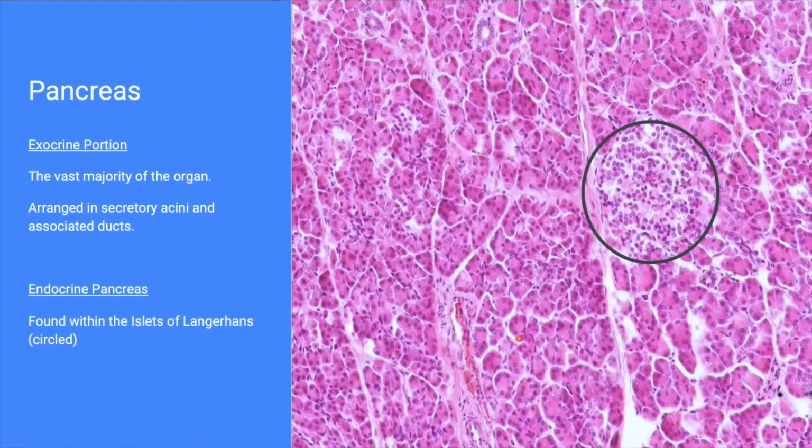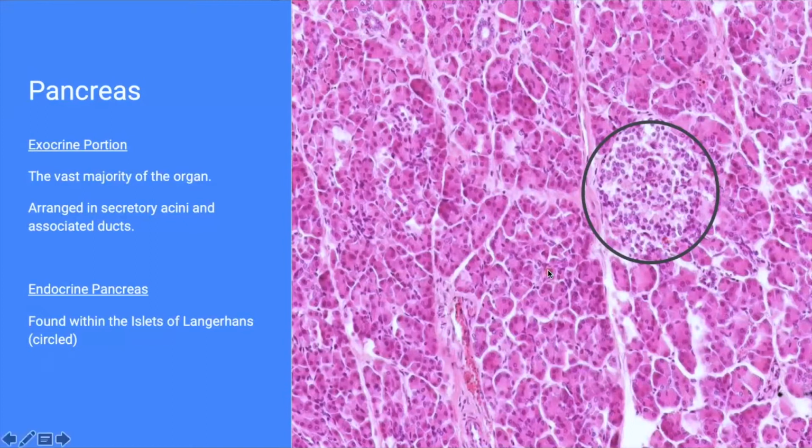But the endocrine portion of the pancreas is contained within these isolated islets of Langerhans. These are going to be composed of beta cells, alpha cells, delta cells, and are responsible for producing insulin, glucagon, somatostatin, and some other hormones that are less clinically relevant. But these are obviously the structures in our pancreas that are implicated in processes like diabetes.